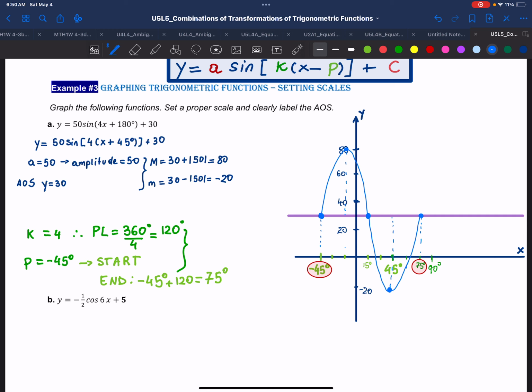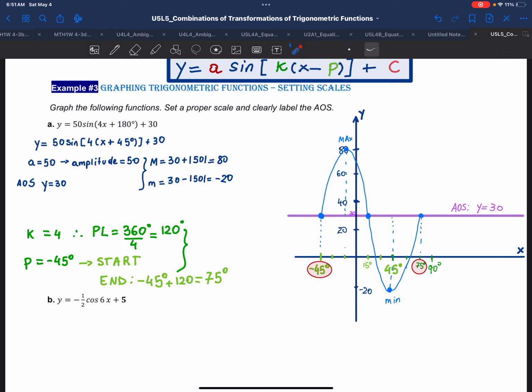And another very important detail that we want to add is the equation of the axis of symmetry. In our case, that would be at y equals 30, and label all the points where the important features of the graph are shown. Let's say, for example, the axis of symmetry, the minimum and the maximum. So we're going to make this even more complete. This is the maximum. Here is the minimum.